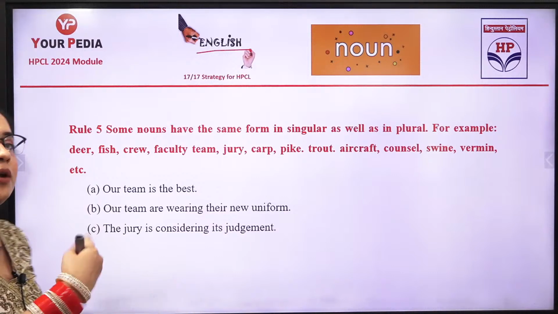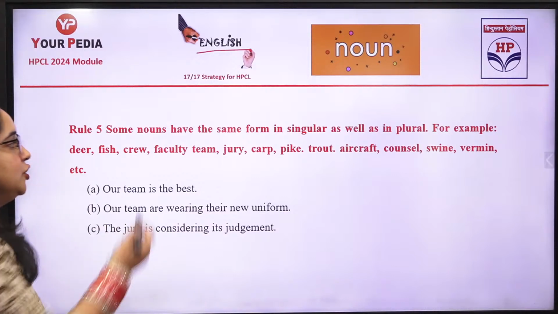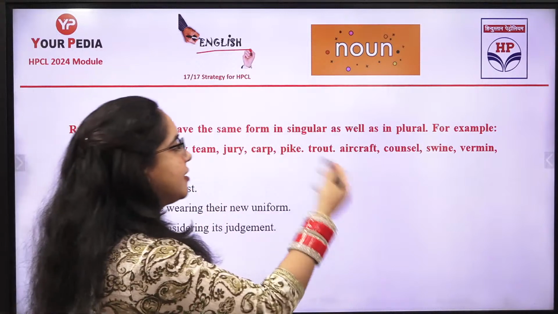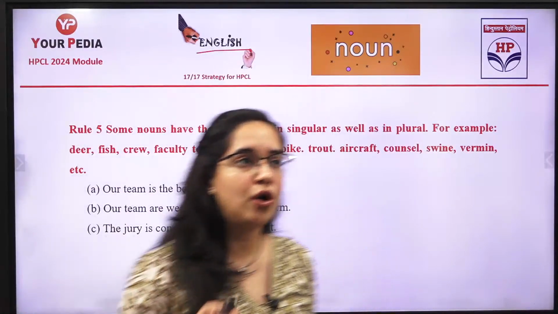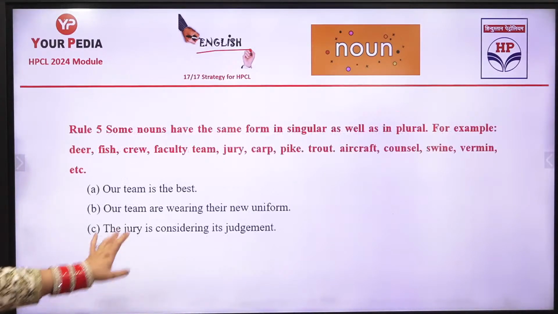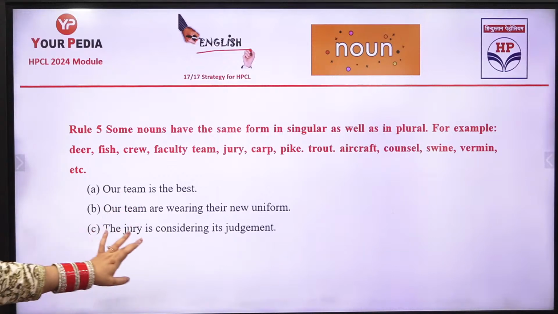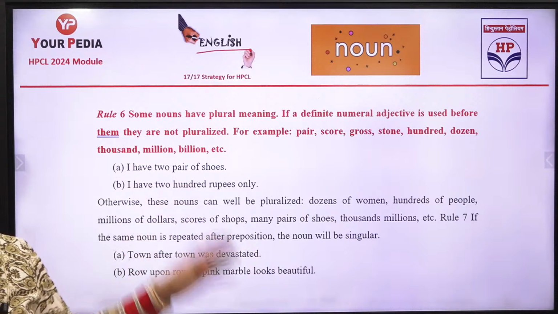अब deer का plural deer ही रहता है, fish का plural fish ही रहता है, hair का plural hair ही रहता है, jury का jury रहता है, aircraft का aircraft, vermin का vermin, swine का swine. So these are the words which always exist in the same form. इनका singular और plural क्या रहता है, same रहता है. Our team is the best, our team are the best, the jury is, the jury are. अब इनका plural form में change नहीं होता है.